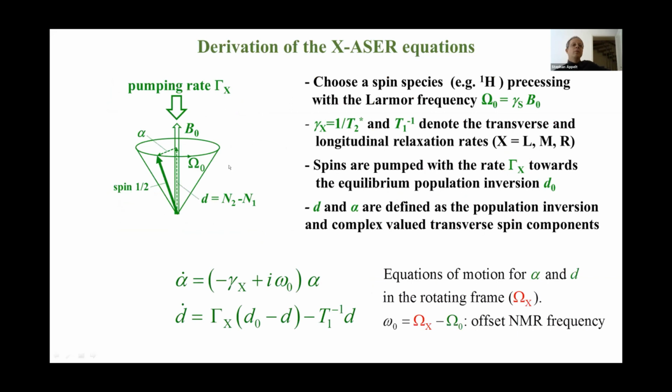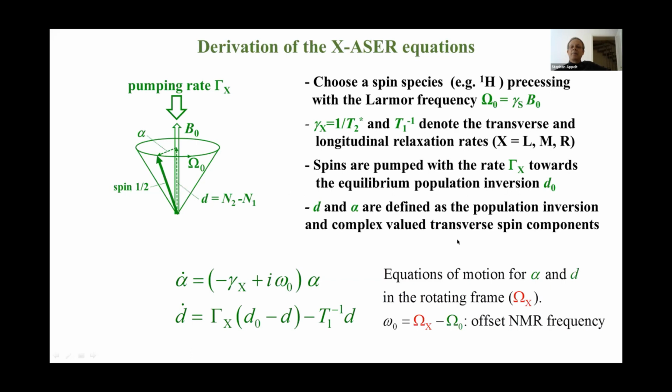Next one. Now we take a spin system. Say we take a spin-1/2 spin system with a Larmor frequency of gamma_s times B0. And we take a relaxation rate, transverse. We call it gamma_x. It could be a laser, maser, or RASER. Very general. And we have a T1 relaxation, transverse and longitudinal. Now we assume the spins are pumped with a rate gamma_p. That could be anything from DNP, SABRE, PHIP, or spin exchange optical pumping.